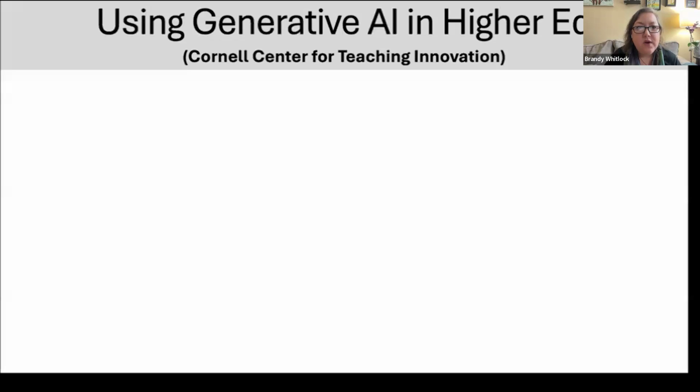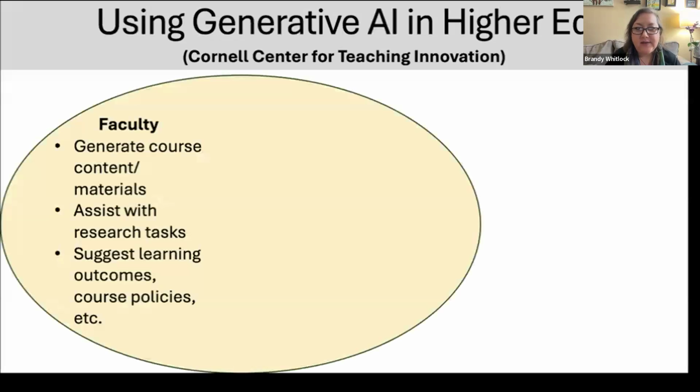So the Cornell Center for Teaching Innovation gives us some information that's really helpful about how folks in higher ed are using generative AI currently. Well, this is from July of 2023, so already old, a year and a half old.